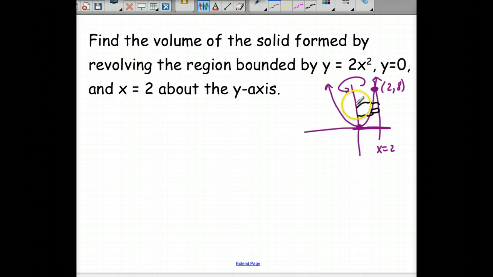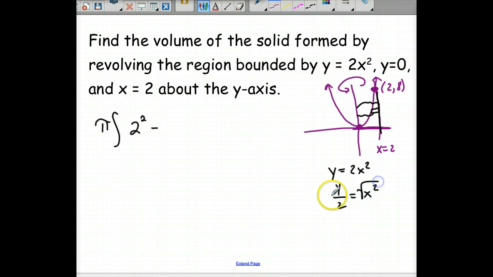So the distance from the axis of revolution to the farthest side is 2 units. That's a straight line here, x equals 2. So our integral is going to go pi times the integral of the outer radius squared minus the inner radius. So I need this distance here. Well, it's represented by this equation, but I need to solve it for x, because everything has to be in terms of x. I mean in terms of y, because I'm integrating with respect to y.